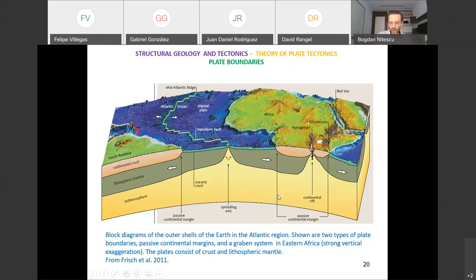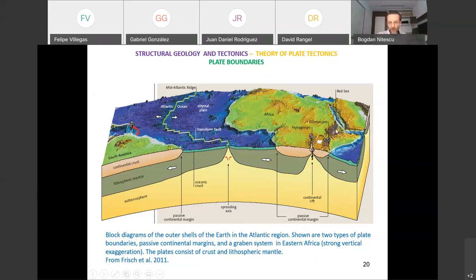All right, so actually I should have written here three types of plate boundaries because I missed this little zone in the outer islands of the Caribbean arc. All right, so this is one thing I want to point out.